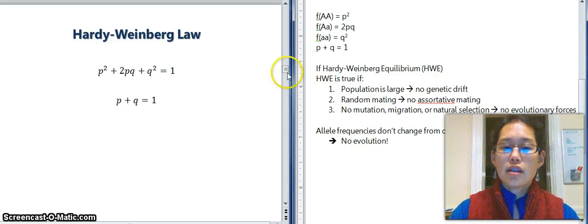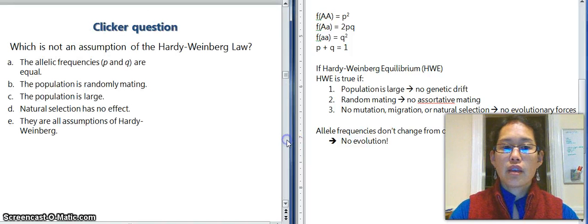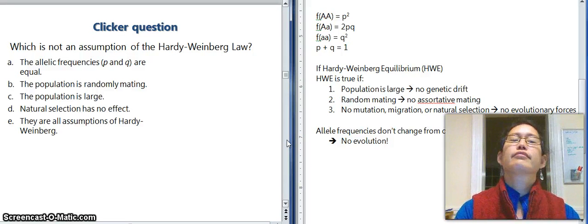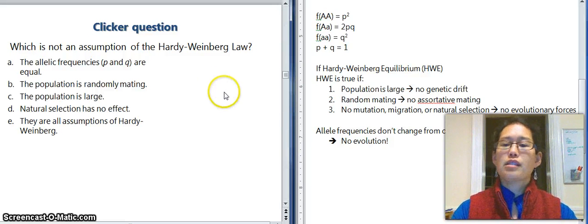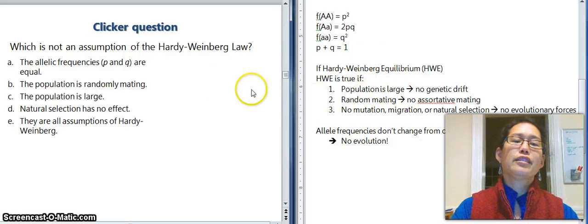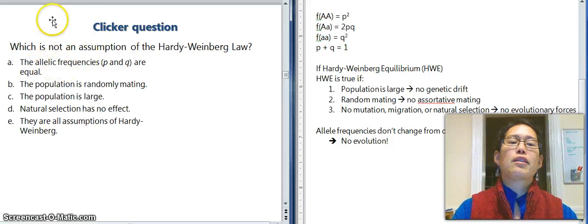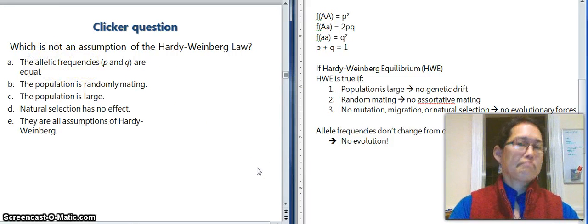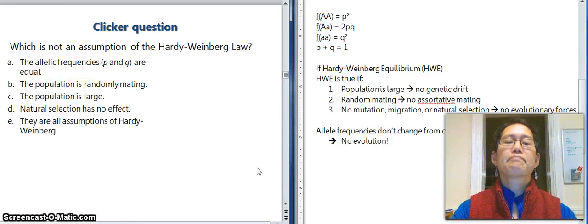Another thing, there's a clicker question. You can pause it here and do your clicker, and it should make sense because all of the assumptions are here, and this is about what's not an assumption. You can pause that if you want to and look at that question.